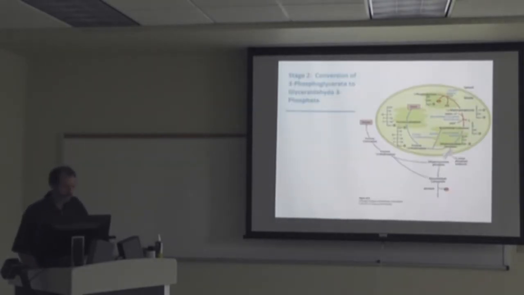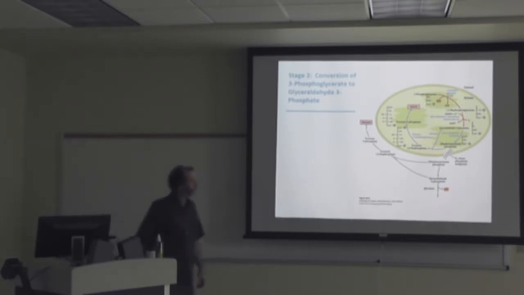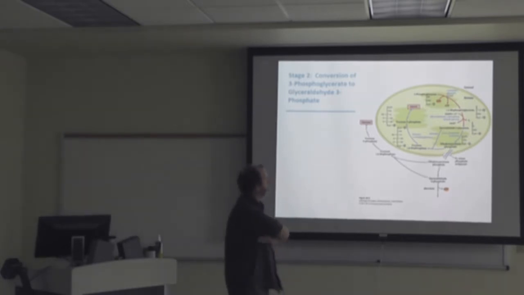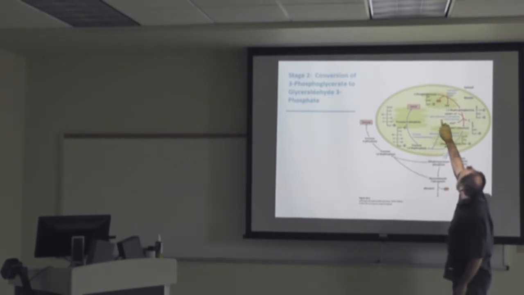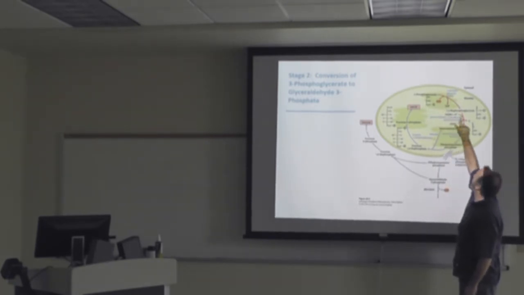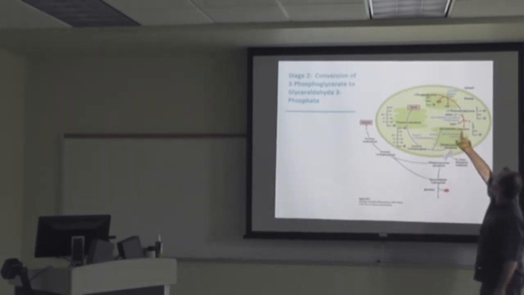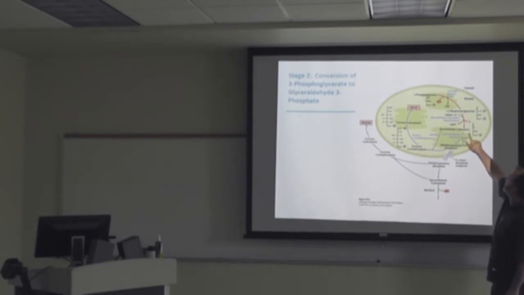And this is stage 2, conversion of 3-phosphoglycerate to glyceraldehyde 3-phosphate. And where do we start with that? We have 3-phosphoglycerate. 3-phosphoglycerate kinase phosphorylates that to 1,3-bisphosphoglycerate. Then the NADPH will come in and reduce that to glyceraldehyde 3-phosphate.